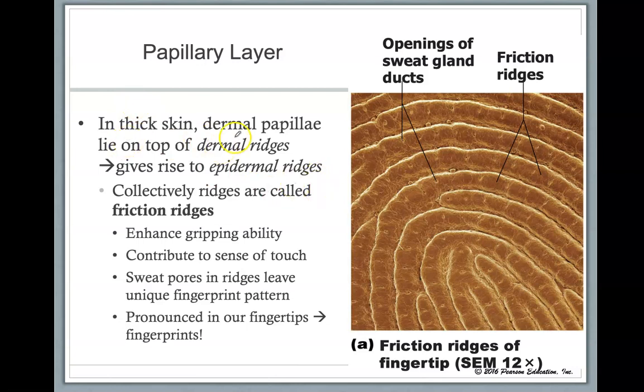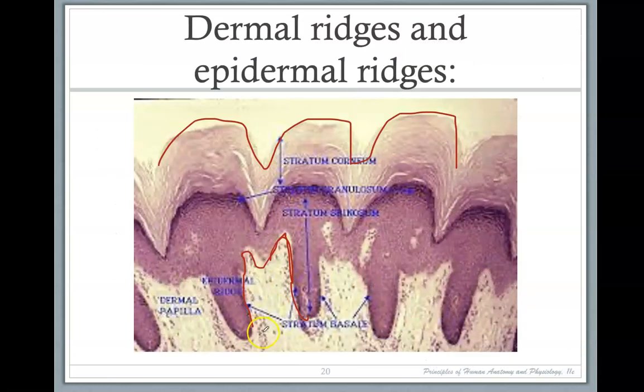So again, in thick skin, like your fingertips, the dermal papilla are going to lie on top of these dermal ridges, and they're going to give rise to these epidermal ridges. So here you can see these dermal papilla on this dermal ridge. Here's what we call the dermal ridge. It goes up and down like this. And then you have the papilla within that.